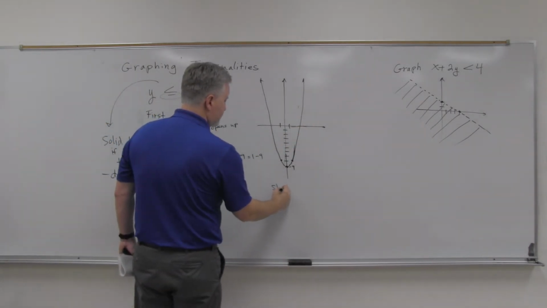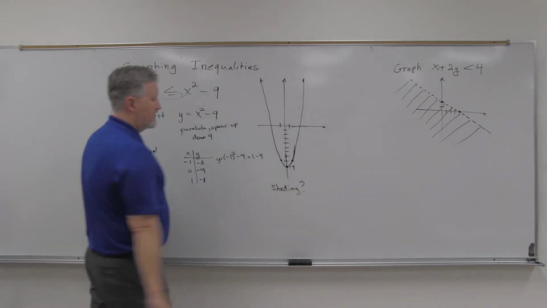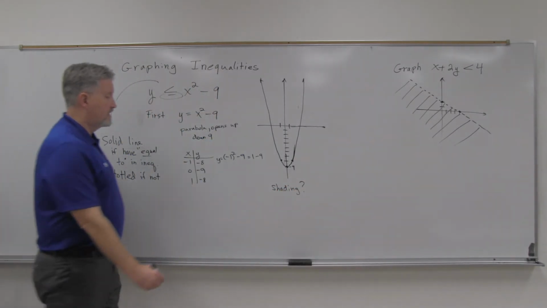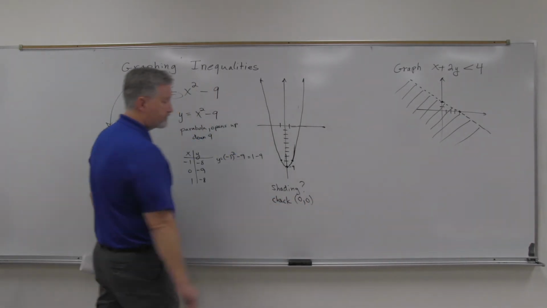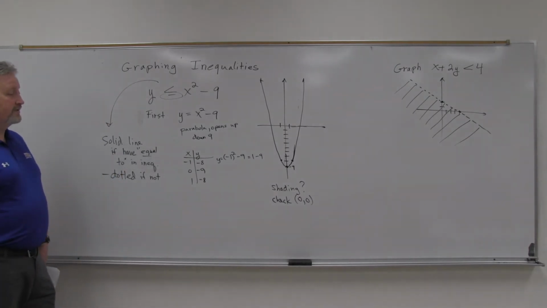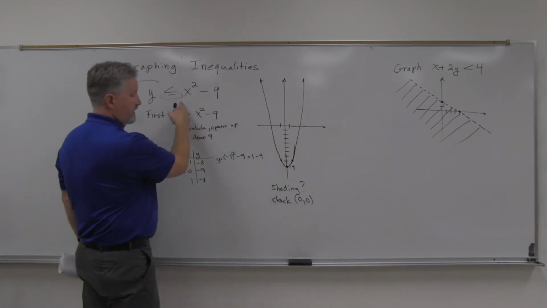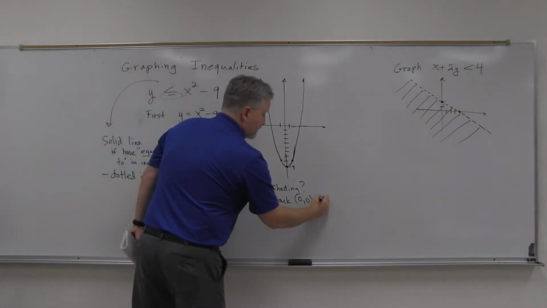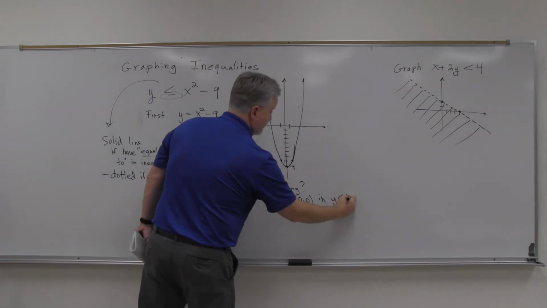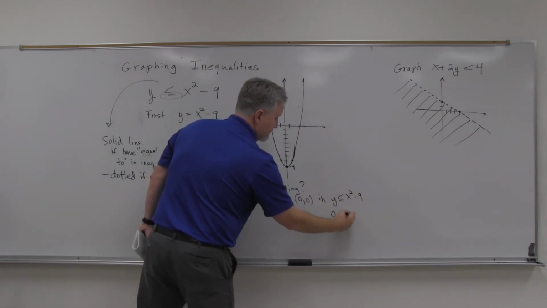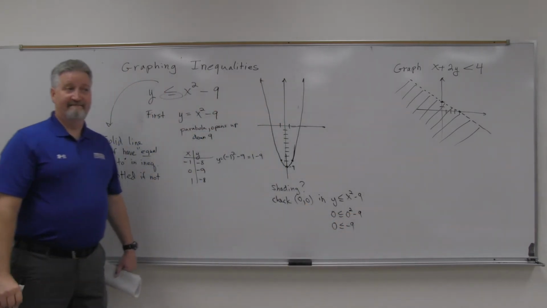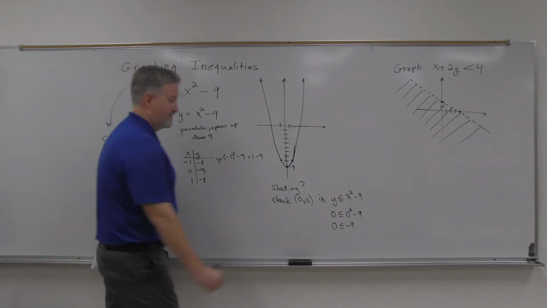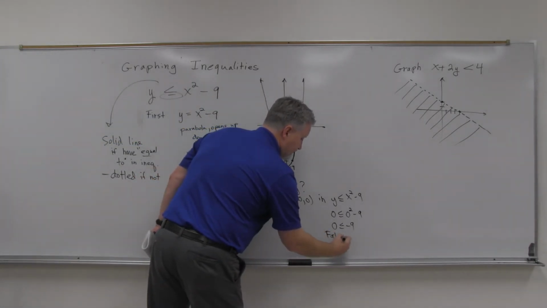And so we would need to ask ourselves, well, which part do I shade? Yeah, and again, check a point not on the line, or in this case, the parabola. 0, 0, does 0, 0 work? And we're checking it in the inequality. Y is less than or equal to x squared minus 9, so that 0 is less than or equal to 0 squared minus 9. That's not true, is it? That's false. So 0, 0 doesn't work.